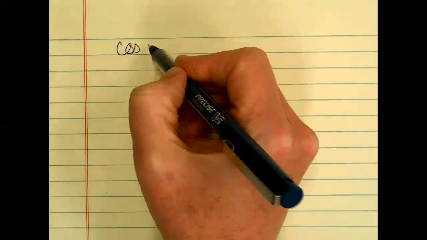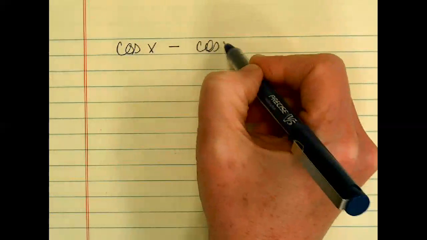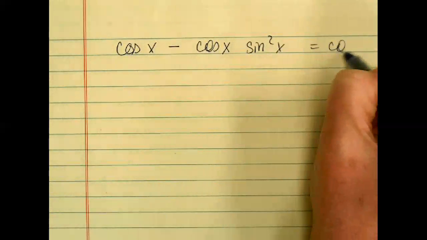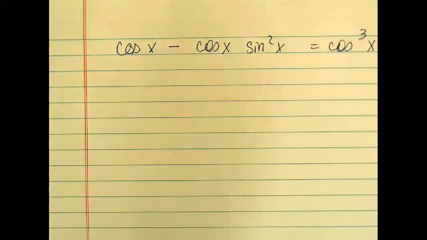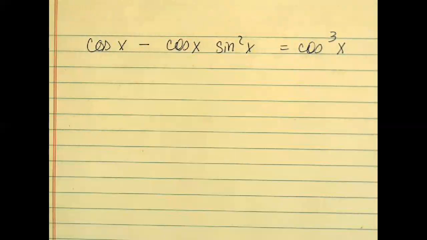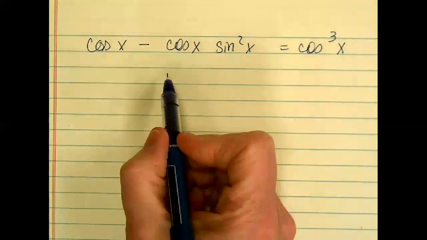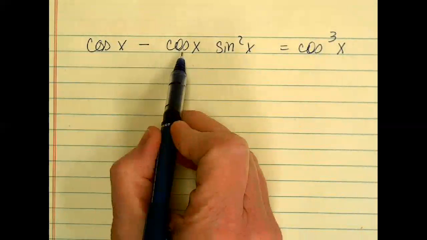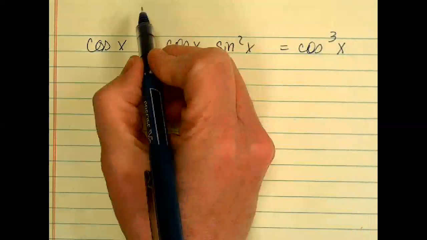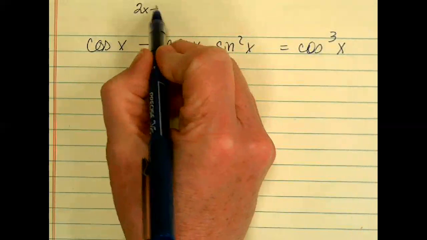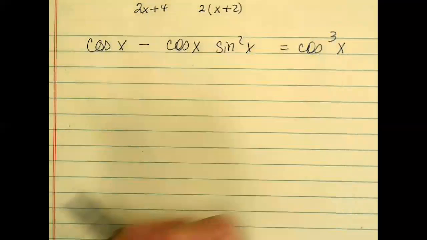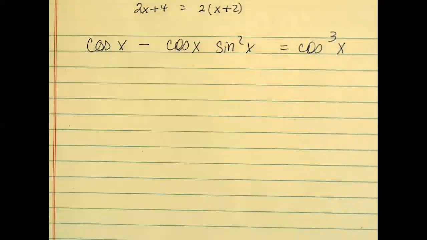Cosine x minus cosine x sine squared x equals cosine cubed x. You're verifying that the left side equals the right side. So we're going to start to work on the left side. And I look at those two items and I see that they have something in common, and I'm going to factor it out. Much like you would do if you had 2x plus 4, you would take a 2 out and you would be left with x plus 2. Okay, we're going to use the same technique here.